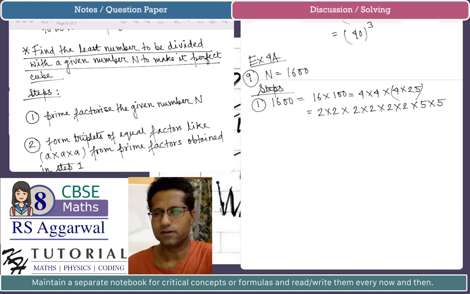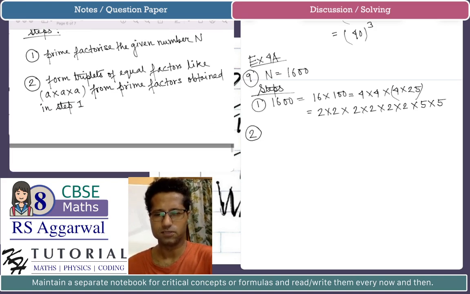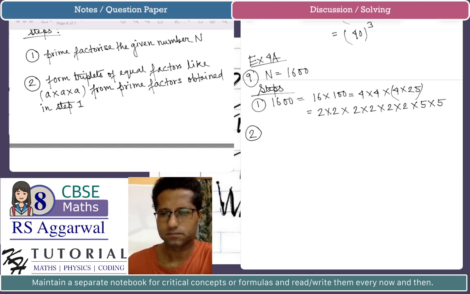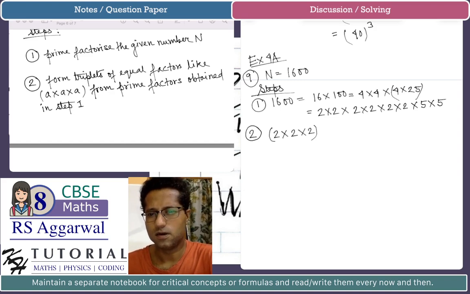So this is the prime factorization of the 1600. Now in step 2, we have to form the triplets. Step 2 is form triplets of equal factors like a into a from prime factors obtained in step 1. So the triplets will be from the 2's. We can have one triplet from the 2's.